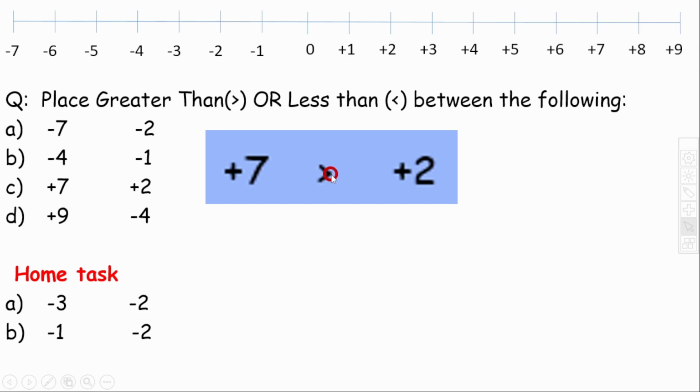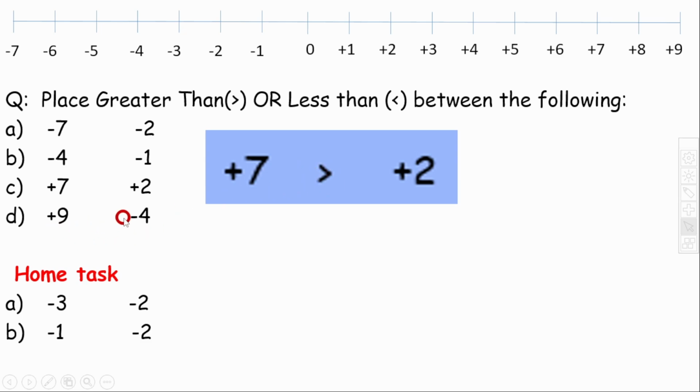The way to memorize this shape is to use your elbow. Your right elbow is greater than, your left elbow is less than. That's the way to understand these signs.